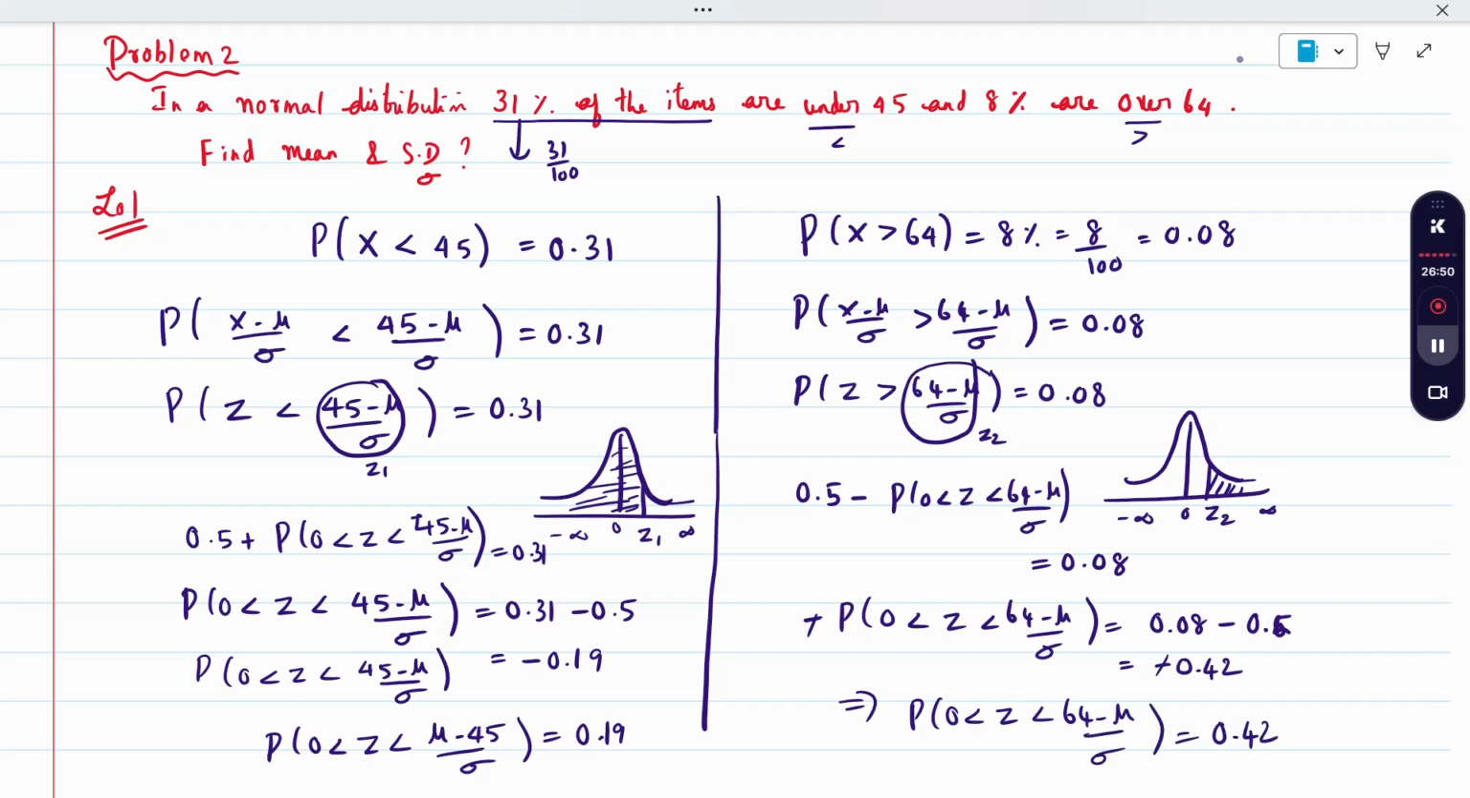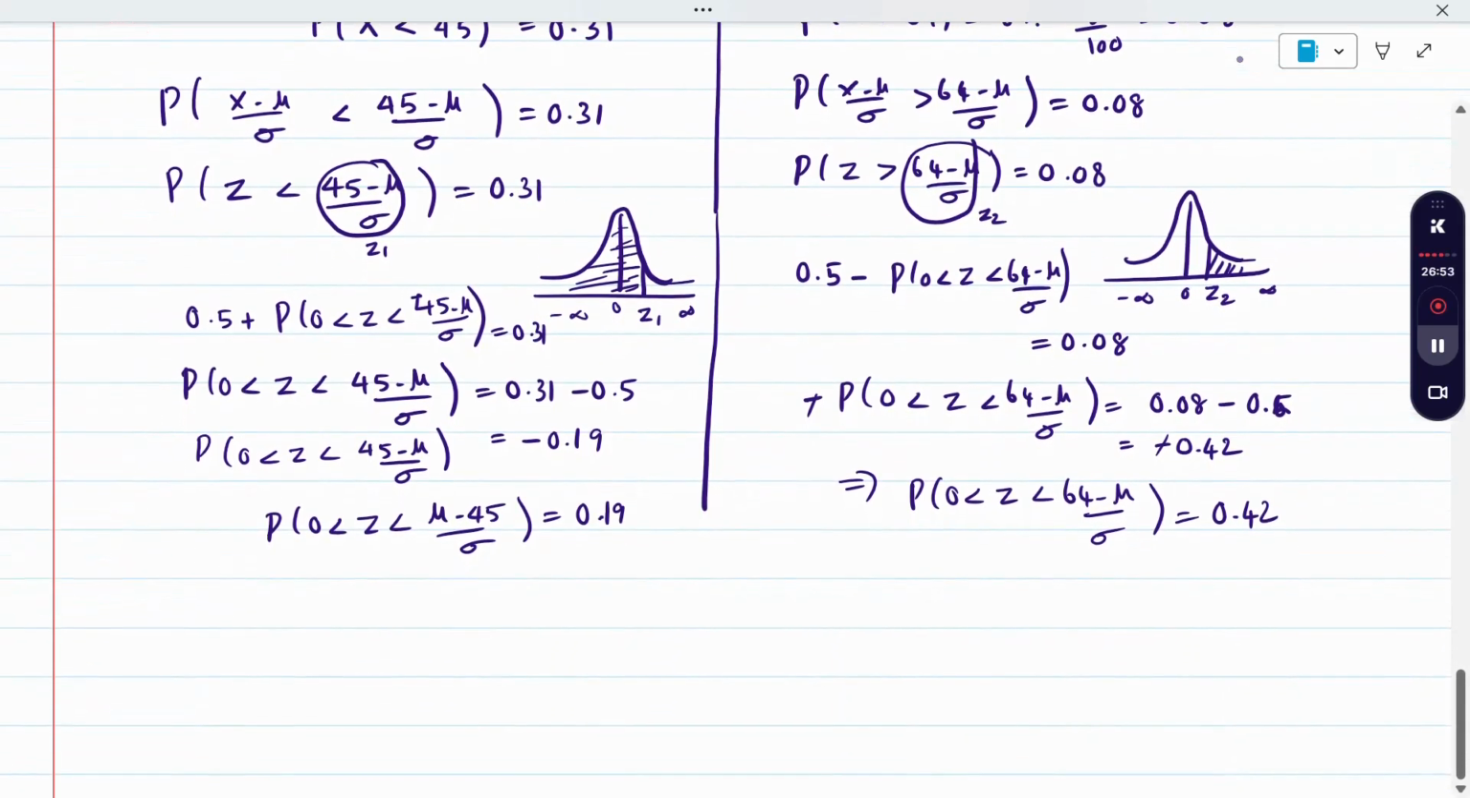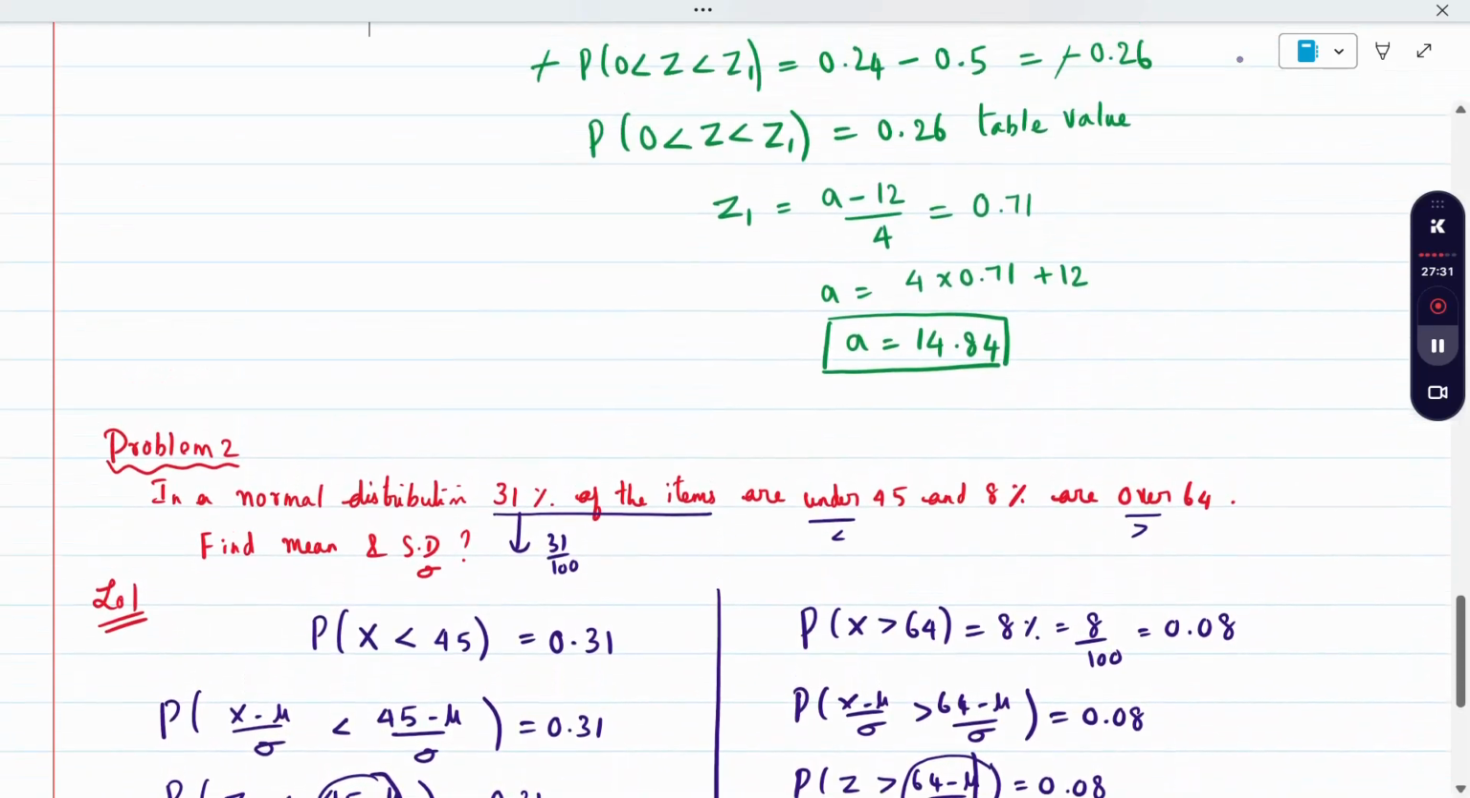Okay. Now what we have to do is see the table value. This is like a table value, table value answer given. This is table value answer. Question we have to find. This (mu minus 45) divided by sigma, that question we have to find from the table value. 0.19, we have to see the table value. 0.19, the table value we have to cross check. So what is my answer? We have to check in the table 0.19.